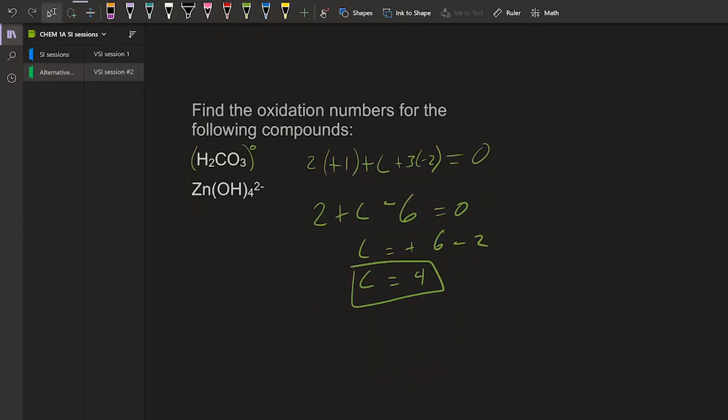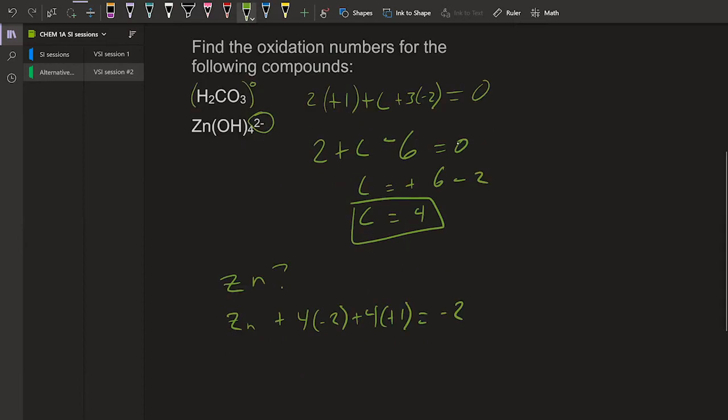And then for the second problem we have zinc. We're looking for zinc. So we have a hydroxide, so we have 4 O's and 4 H's, and the total charge is -2. So we have -2 equals 4 times -2 plus 4 times +1 plus Zn. So this is for oxygen. This is for hydrogen.